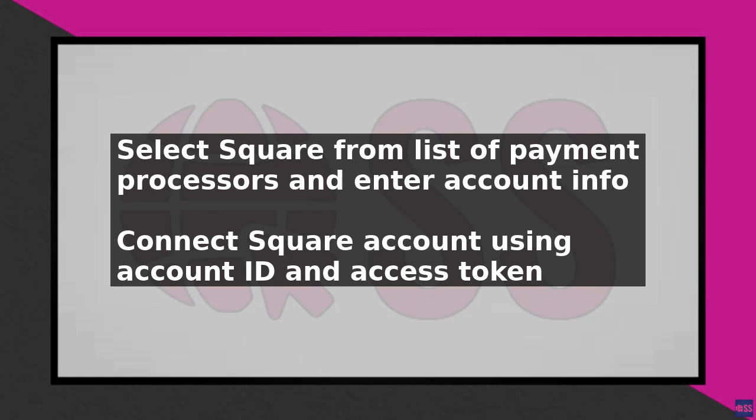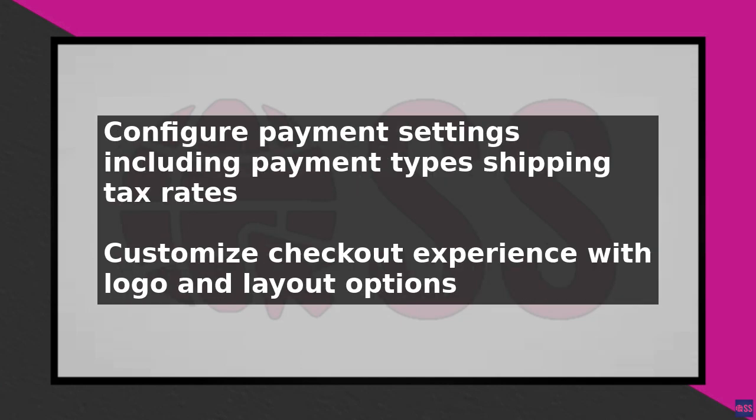Once you have configured your payment settings, you can add a Buy Now button or shopping cart to your website. This will allow your customers to make purchases using your Square payment processing. Make sure to test your payment processing to ensure that it is working correctly.